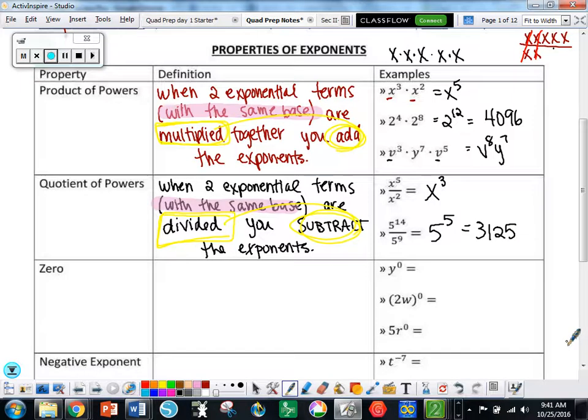Yeah. And again, plugging that into your calculator, 5 caret 5. Or 5 times 5 and so on. You can do it that way too. Okay, let's keep going. The zero property is probably the easiest.